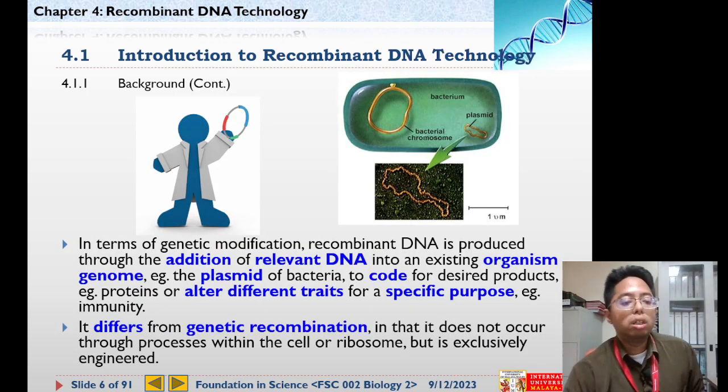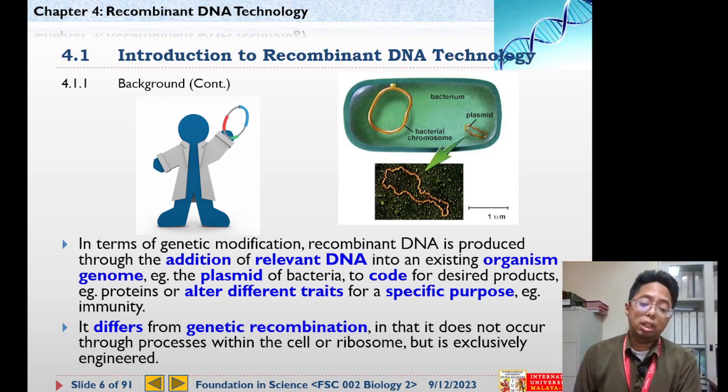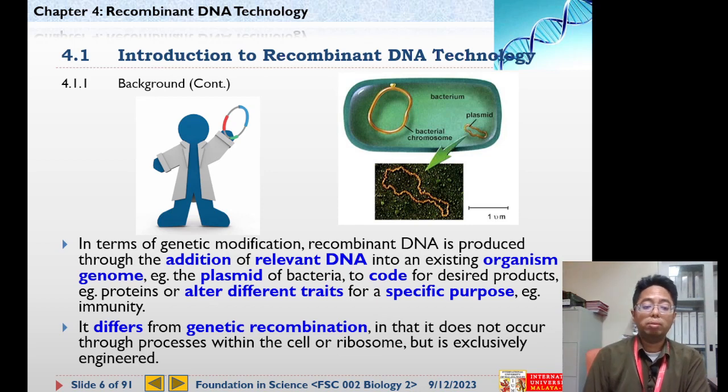In terms of genetic modification, recombinant DNA is produced through the addition of relevant DNA into an existing organism's genome, for example, plasmid or bacteria. When we add that new DNA into the host DNA, it will code for a desired product like proteins, for example, proteins for immunity.